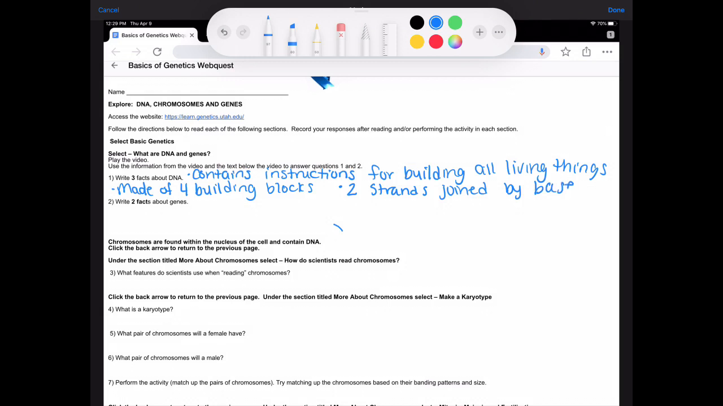Something else would be good to know. I don't know if it was in the reading or not, but you should know that DNA is a double helix. You'll see that on your quiz this week. So that's helpful for you to know. Let's move on to the next question.